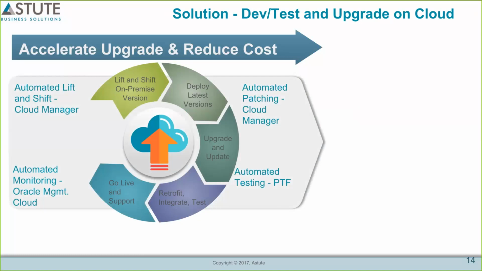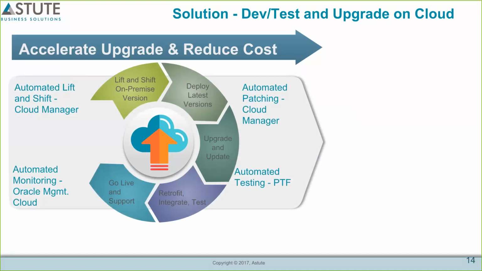So all you need to do is migrate some of your non-production instances. This does not call for production migration just yet. Migrate some of your non-production instances to cloud. So there are some automation capabilities there. You can use lift and shift using PeopleSoft Cloud Manager. JDE has a tool for that. EBS has a similar tool for that.